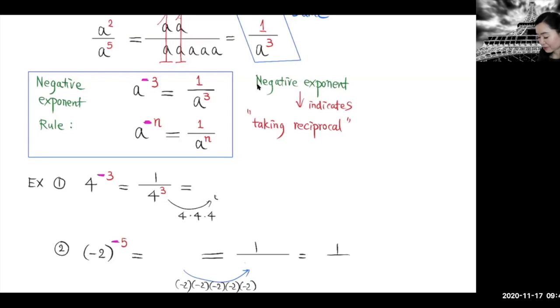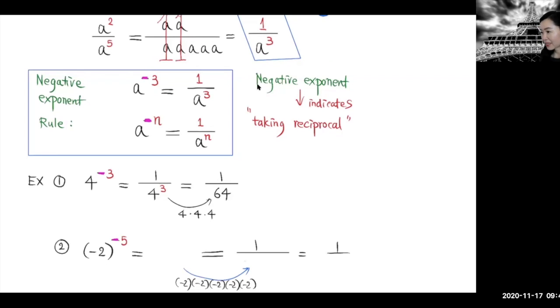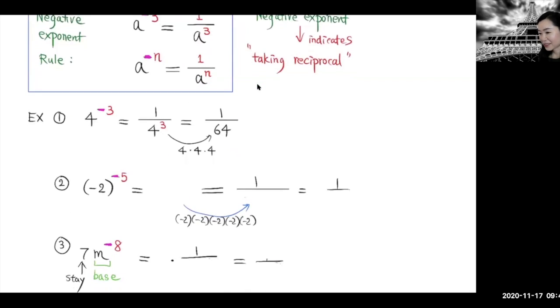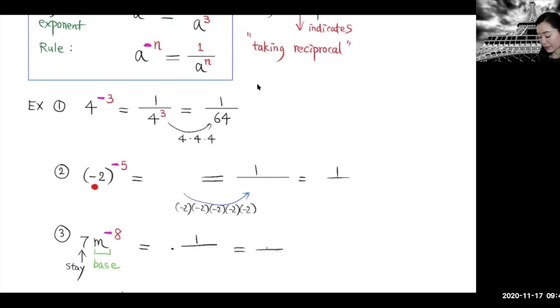64, 4, right? So it is 1 over 64. Okay, the second one: negative 2 to the negative fifth power. Now we have a negative number raised to the negative exponent. But don't worry, we do it step by step. We first take care of this negative exponent first. That indicates we're taking the reciprocal.